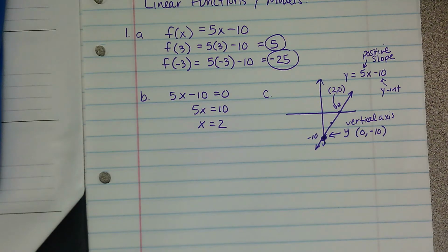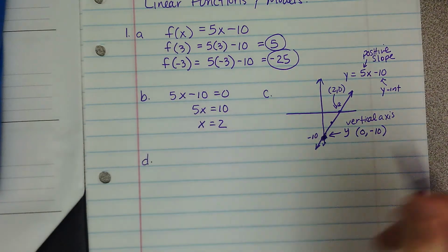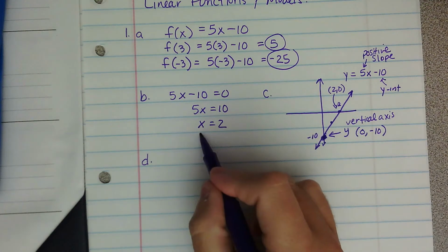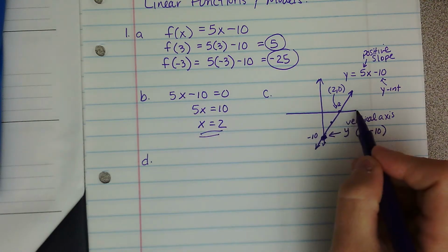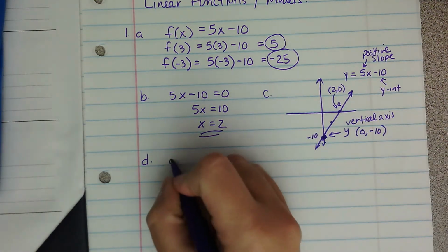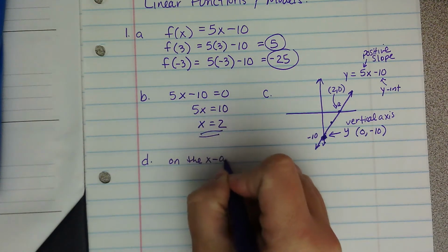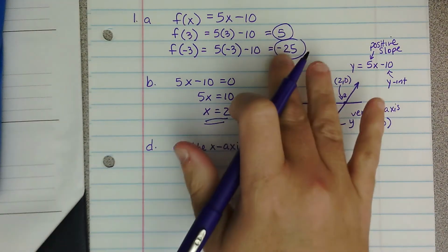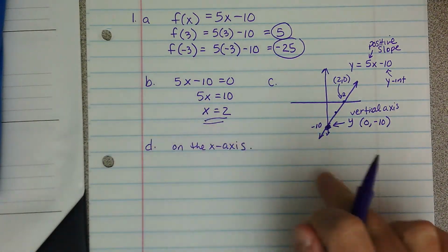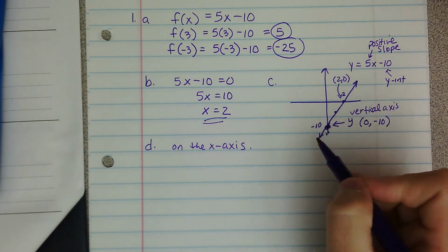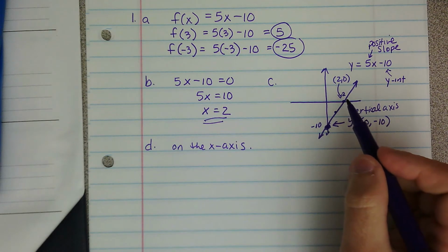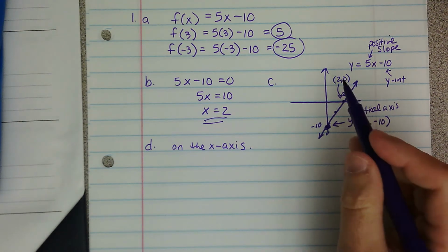And where does the 0 of f appear on the graph of f? So zeros, when they talk about 0 of f, they're talking about where does this appear on the graph? And zeros always appear on the x-axis. So there are your answers for number 1. 5, negative 25, x is 2. Your sketch should look similar to this. It's going to cross the y-axis at 0, negative 10. It's going to cross the x-axis at 2, 0. And we find zeros of f on the x-axis.